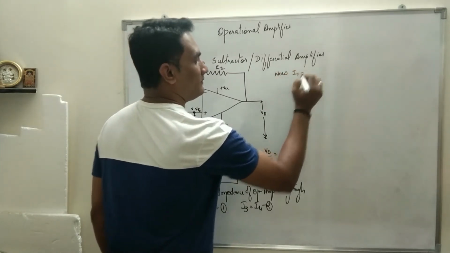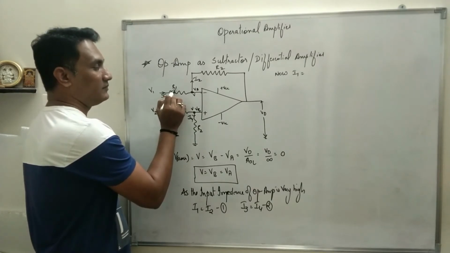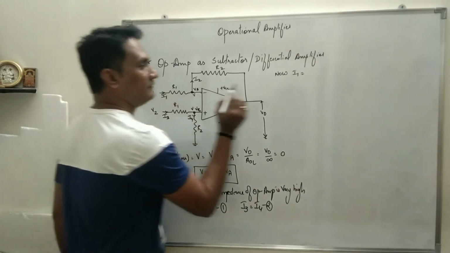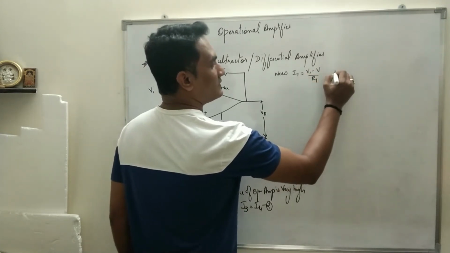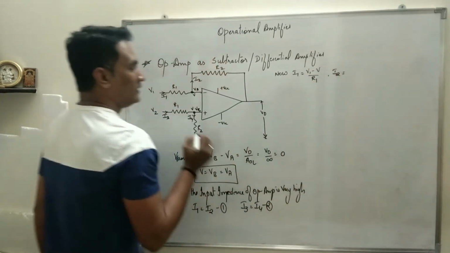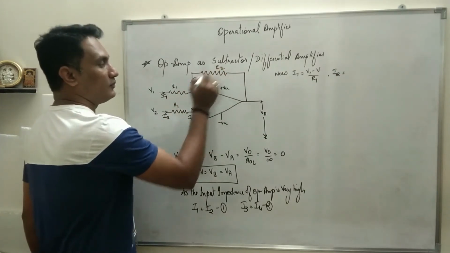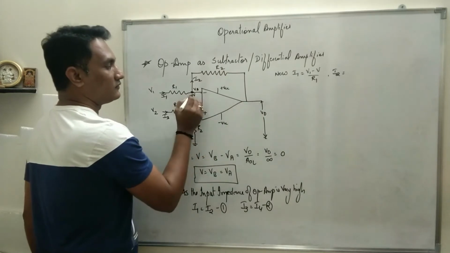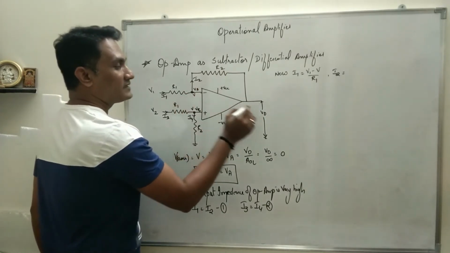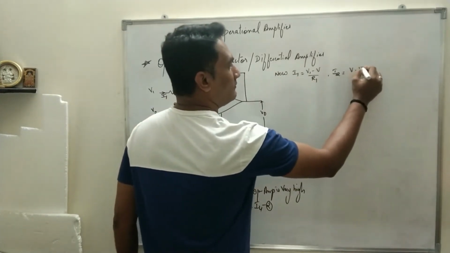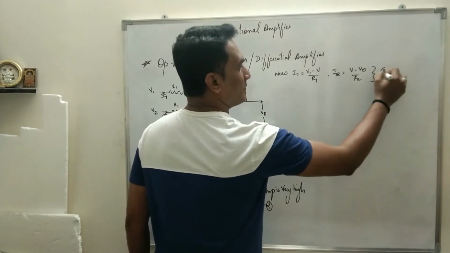Now, what is I1? I1 is the current flowing through R1, and R1 is connected between which two points? V1 and V. So it will be (V1 minus V) upon R1. Similarly, what will be I2? I2 is the current flowing through R2. R2 is connected between which two points? VA and V0. The potential at VA we have considered as V. So it will be (V minus V0) upon R2. Let this be equation number 3.